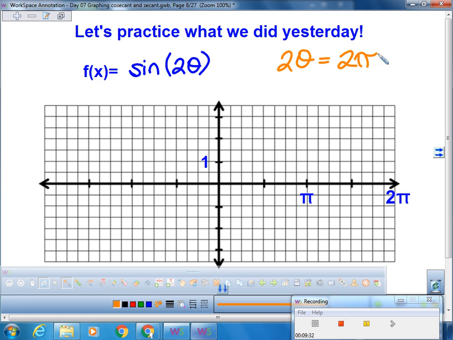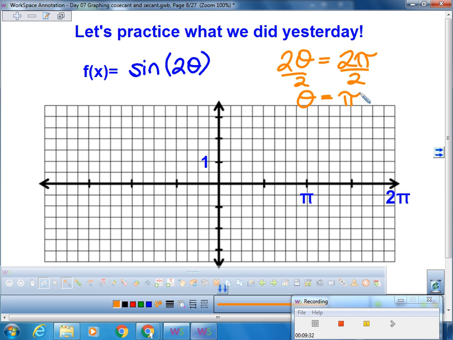Now, here's one way to do it algebraically. 2 rotations in 2 pi, if I want to know how much it would be for only one rotation, then I divide both of these by 2. Then I have one rotation is equal to just 1 pi. That's one way to look at it algebraically.